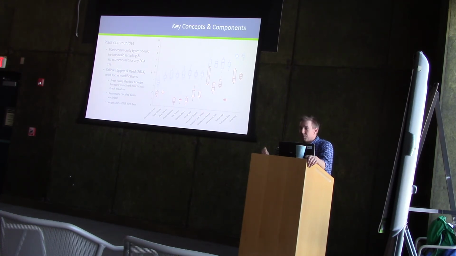And so for Rapid FQA, we basically follow Agris and Reed with some modification. We combine the strict Agris and Reed fresh wet meadow and sedge meadow into one single class, just called fresh meadow, because the native types aren't really different environmentally. We're not working with seasonally flooded basin. I don't know if we ever will. That's a really ephemeral type of community. And then we have this sedge mat community, which is really equivalent to DNR's rich fen type of idea.